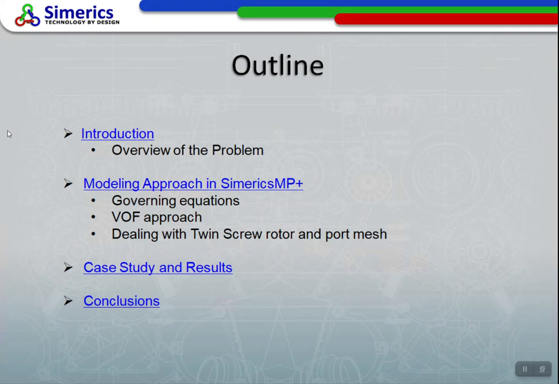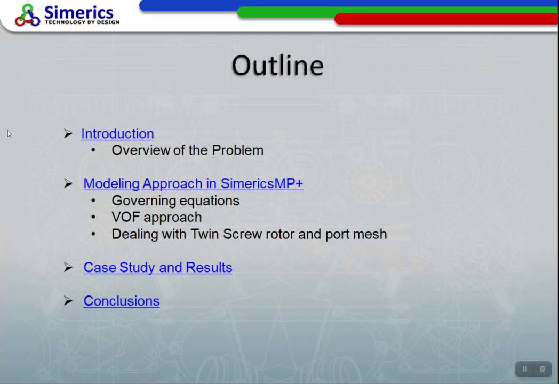Next, I'm going to discuss the modeling approach in Simerex MP+, including the governing equations like mass conservation, momentum equation, and then the energy equations, and also the WLF approach for multi-phase problems. And also, I'm going to discuss the twin screw rotor mesh and the inlet-outlet port meshes.